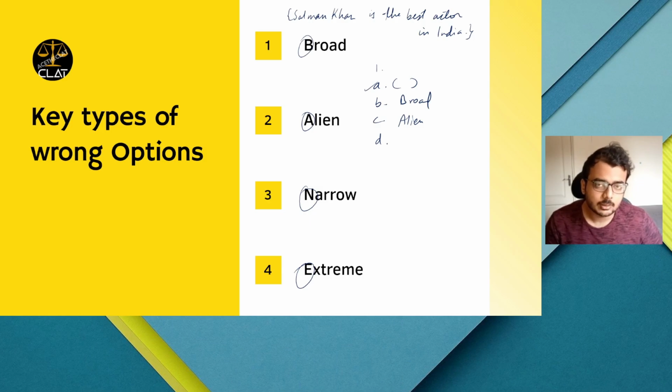If I had to make a narrow option, think about what I would have said. I would have said that Salman Khan is the best actor of Mumbai. I think he's from Punjab, right? Or Haryana or Delhi. I'm not very sure. So let's say Salman Khan is the best actor of Mumbai. Okay? So that would have been a narrow option. It is not necessarily incorrect, because if I say Salman Khan is the best actor in India, he has to be the best actor in Mumbai, right? Because Mumbai is in India.